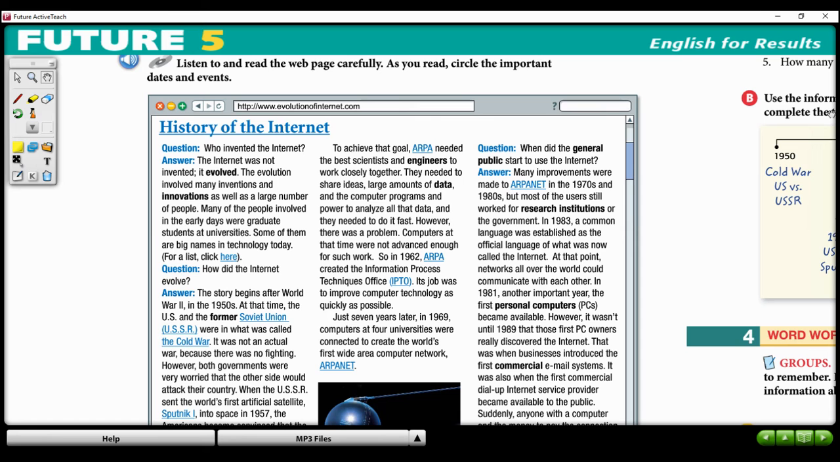Question: how did the Internet evolve? Answer: the story begins after World War II in the 1950s. At that time, the U.S. and the former Soviet Union, USSR, were in what was called the Cold War. It was not an actual war, because there was no fighting. However, both governments were very worried that the other side would attack their country.